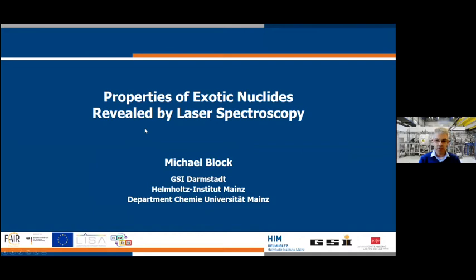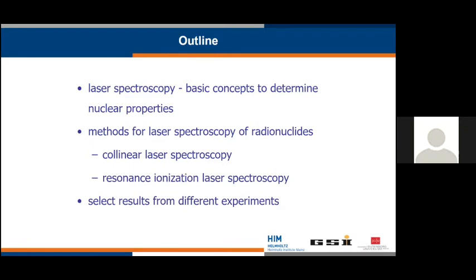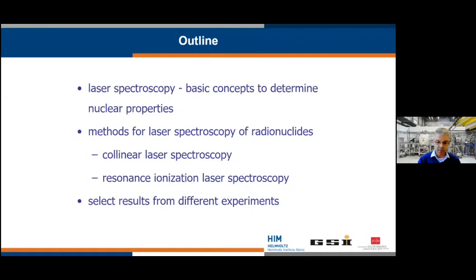I was asked to talk a little bit on how one can obtain certain properties of exotic nuclei from laser spectroscopy. And I will really start with a few very basic considerations, as this is a relatively broad audience. So my idea is to give you a few basic concepts. What type of nuclear properties can we obtain from laser spectroscopy and how do we do it? I will introduce you very briefly to two of the most common methods, which are collinear laser spectroscopy and resonance ionization laser spectroscopy. And then I will show you a few select results from different experiments around the world. It will depend on how much time I have used up what I will be able to show you. That is the plan for the moment.